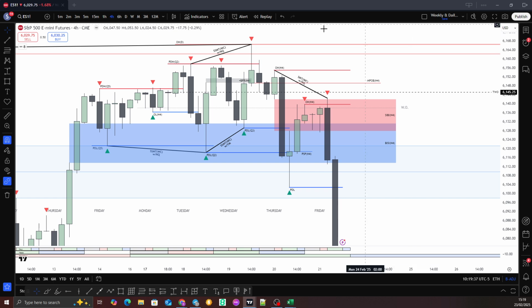So as we mentioned on the daily time frame, if we look at Tuesday specifically, the market traded down into the, sorry, let me just update that. There we go. Okay, so the market traded down into the overlapping BCH4 and BC daily. So the market has traded down here.